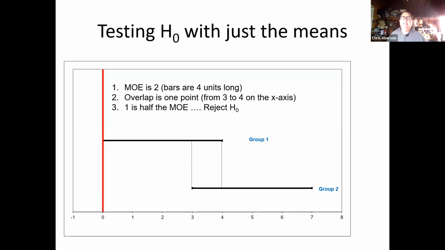All right, so let's take a look at this. Margin of error, well, that's going to be 2 because the bars are 4 units long. The overlap here is just 1 point, that area from 3 to 4. So 1 is half of the margin of error, meaning that we could reject the null hypothesis at 0.05.